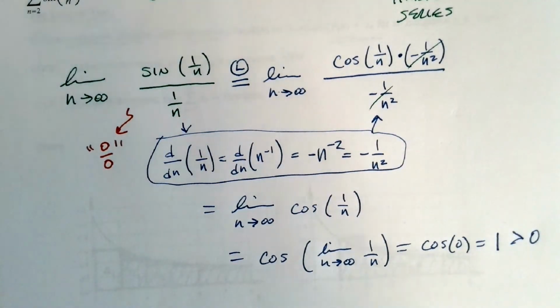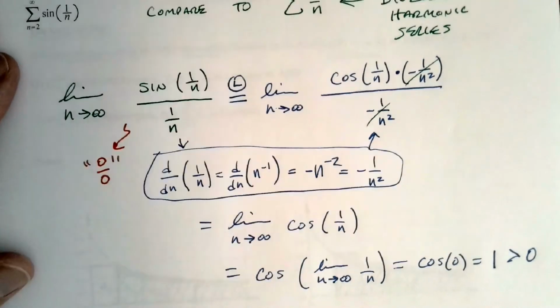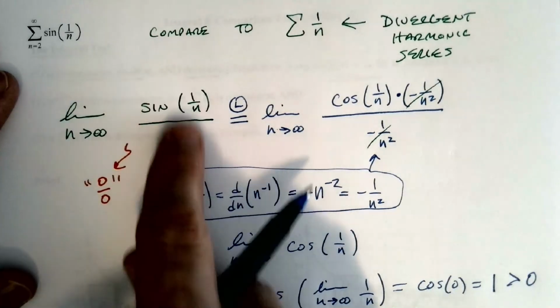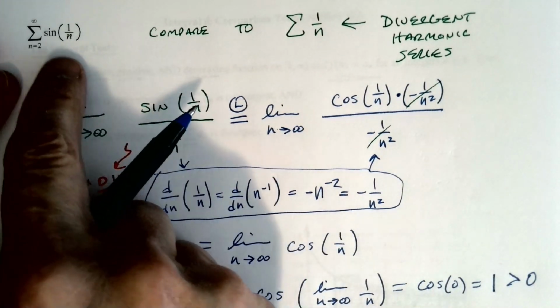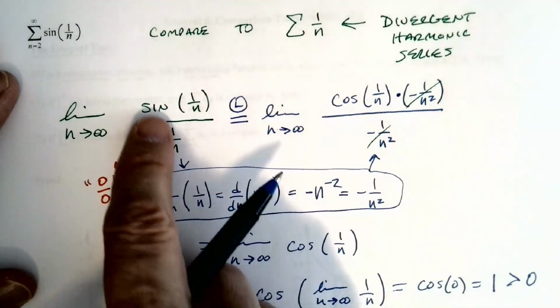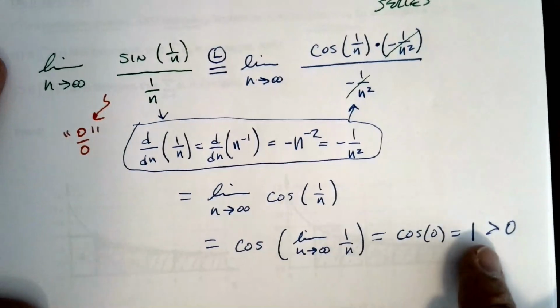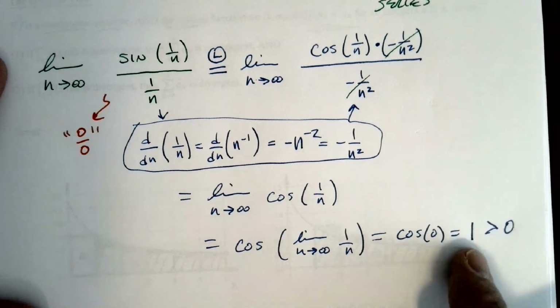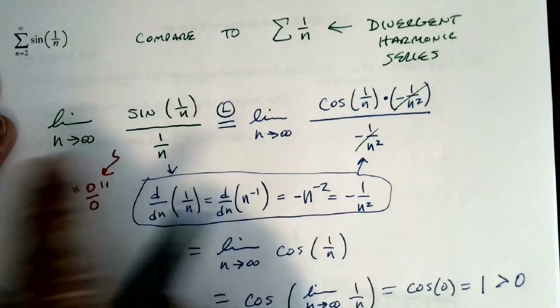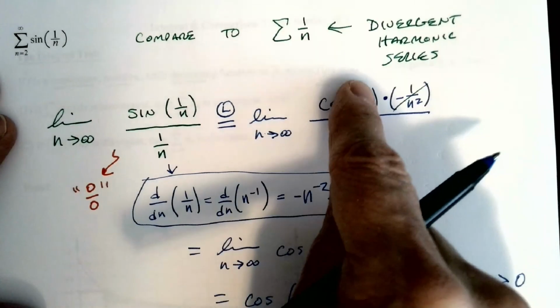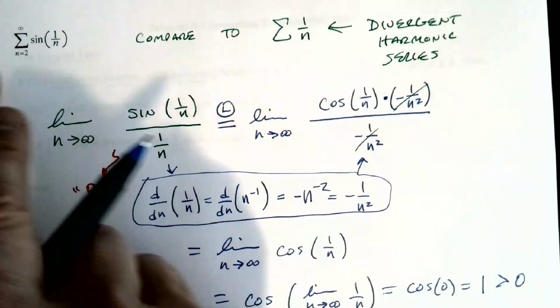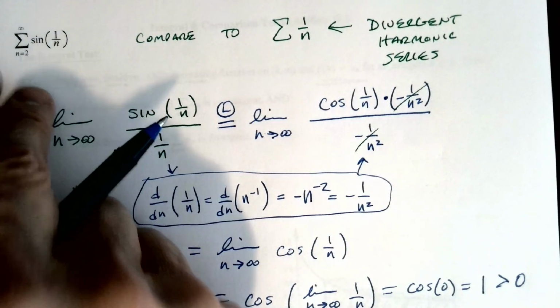So again, what do we have? By limit comparison, we have the limit of the ratio of two sets of terms, the terms of this series and the terms of this series, and that limit is equal to a positive real number. If that limit is a positive real number, the limit comparison test says both series converge or both series diverge. Since I know this series diverges, therefore this series has to diverge by limit comparison.